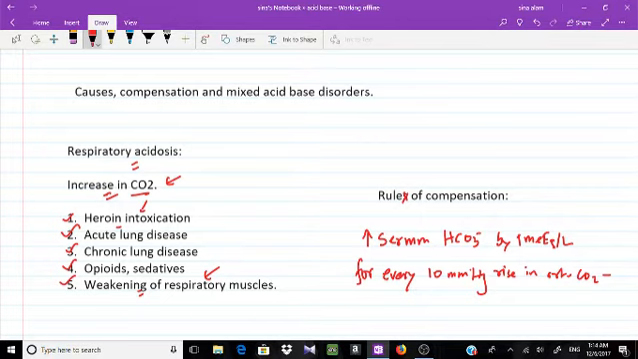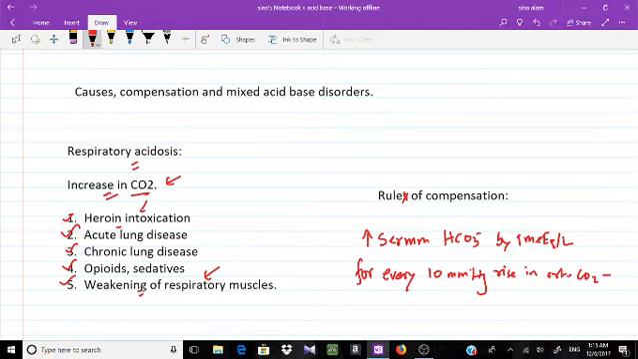If there is some deviation from this rule, what do you suspect? You suspect that it is not a compensation, it's a mixed acid-base disorder. So whenever they give you a scenario where there is a pH and you suspect it's acidosis, and you see the carbon dioxide and you are very sure that it's respiratory acidosis because carbon dioxide is super high, and then you see a level of bicarbonate, what do you need to do first?